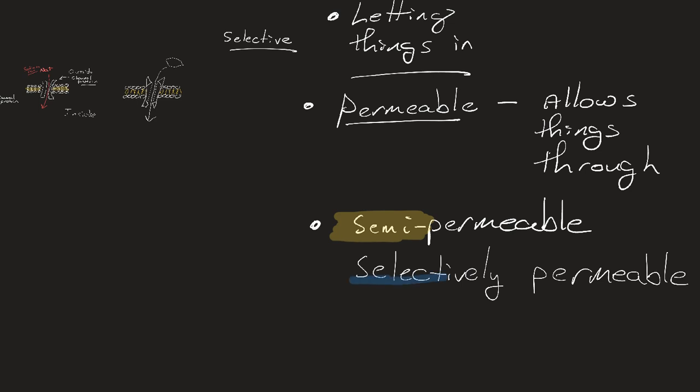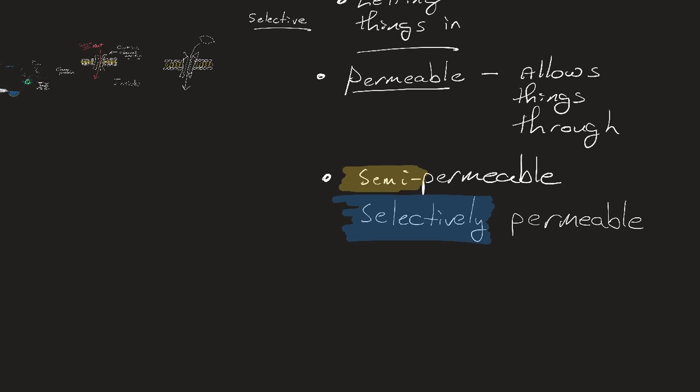Your cell selects selectively. Your cell is very selective. It's like going to a fancy club, and in order to get in, you have to be chosen. Okay? So that's what's happening, your cell membrane is selectively permeable. It chooses what to allow in and what not, depending on the conditions.